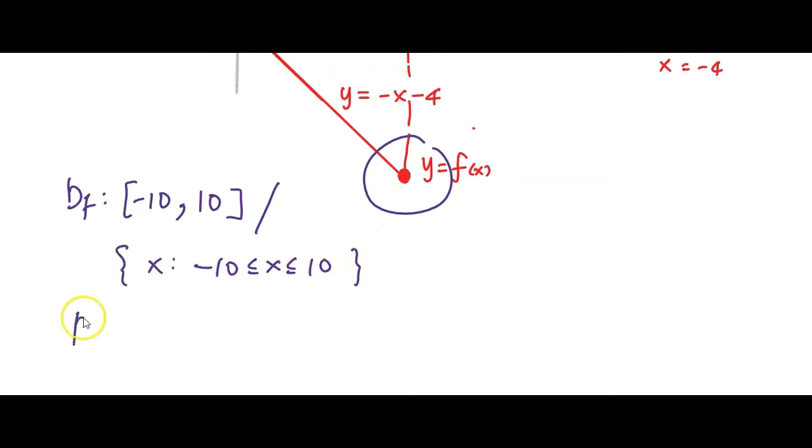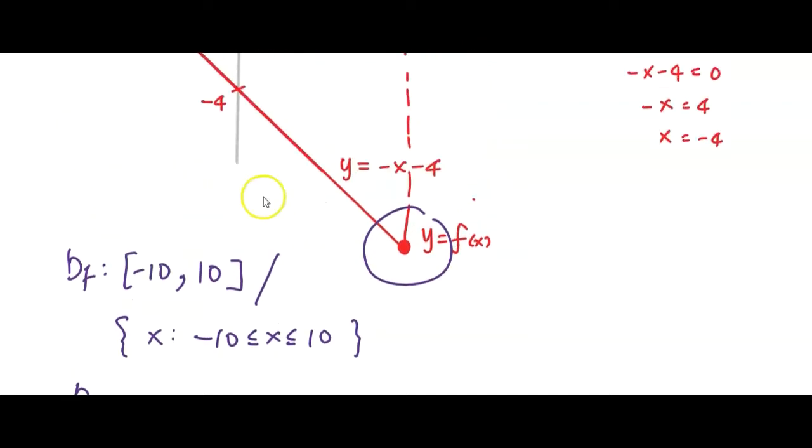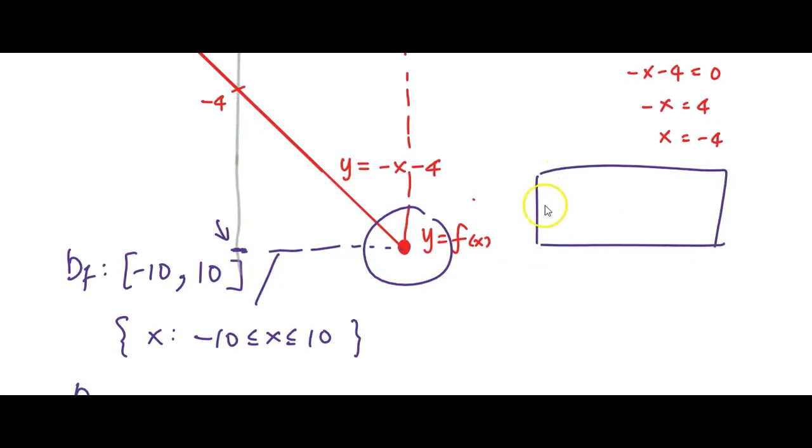After that, to get the range, we find the lowest value. This is the lowest value of the graph, and the corresponding y we need to find out. So we need to find the corresponding value of y. In order to find the y value so that we can get our range, I'm going to build this box, this table, to find out the corresponding values of y for x equals -10 and 10.